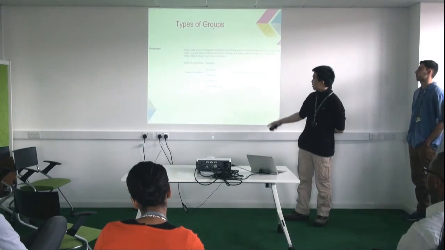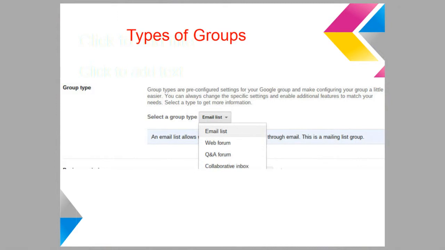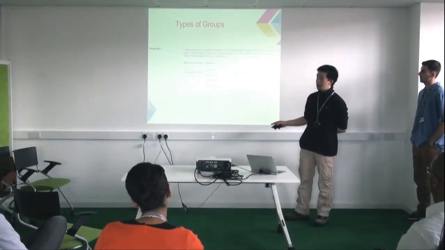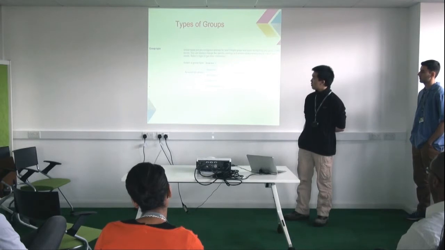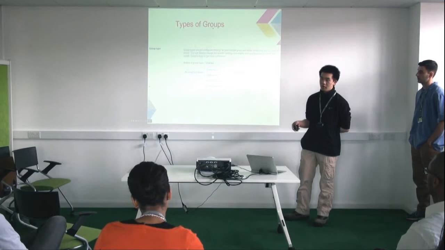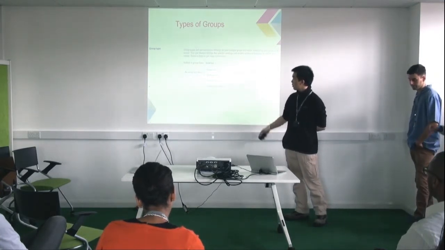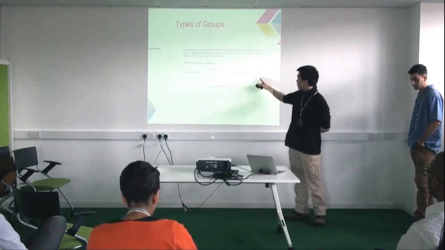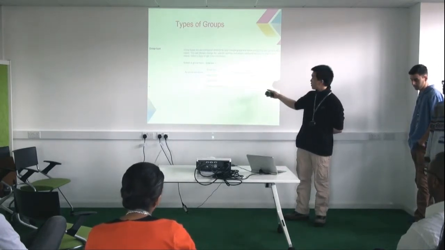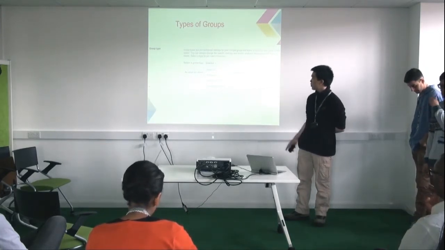And here are the 3 types of groups. Email list: the owner can post on the group, for example an announcement, and the members can receive the post, and then they can reply via email. Or you can have a web forum, which is the standard, a Q&A forum and a collaborative one. By selecting each one, you can read the description, so you can choose which one you will prefer.